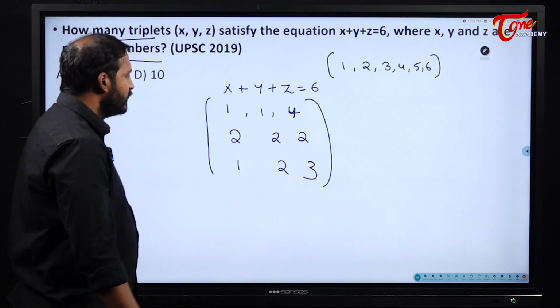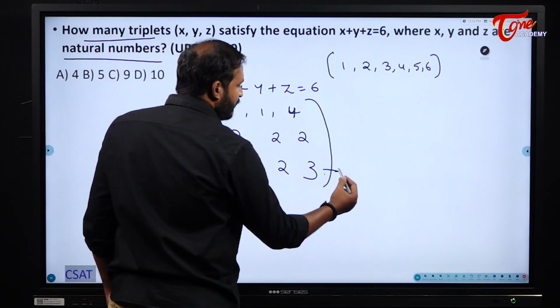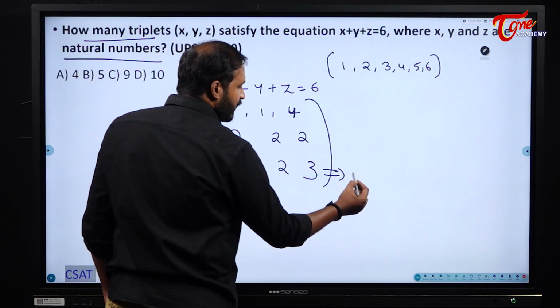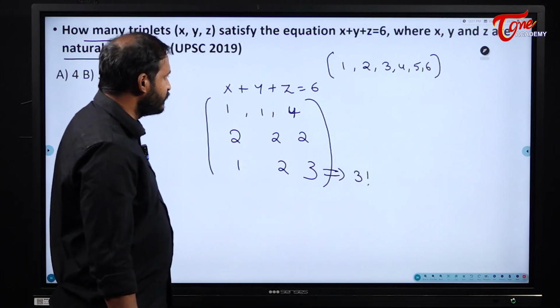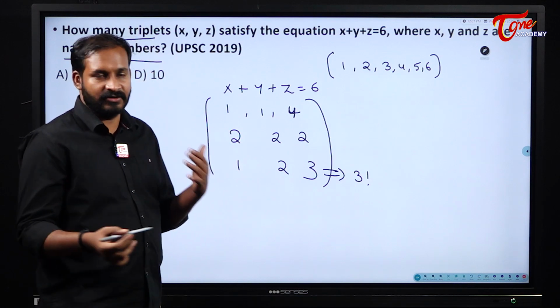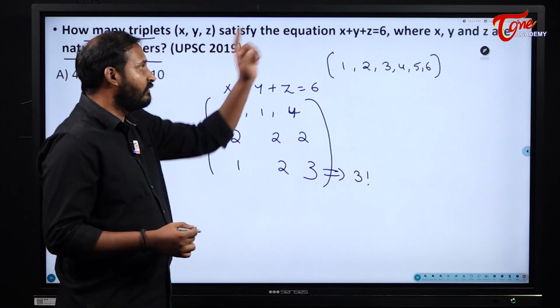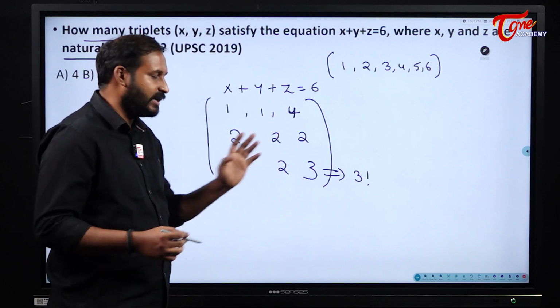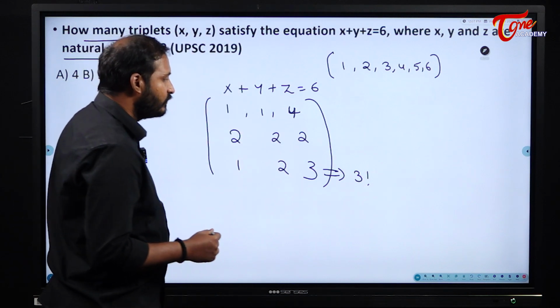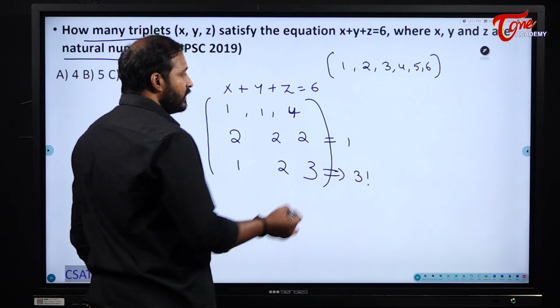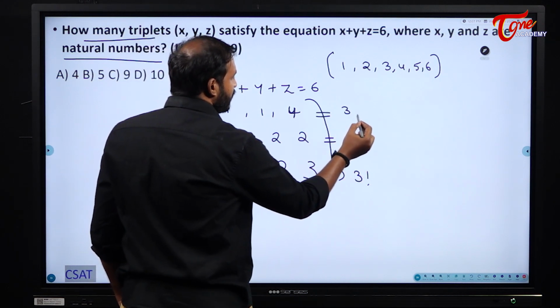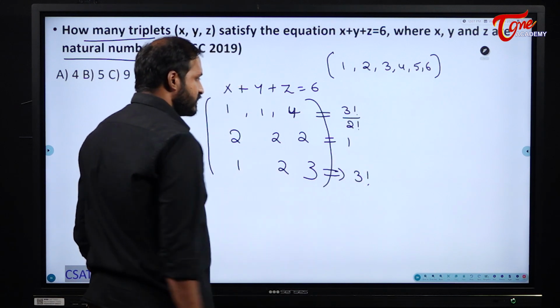Now see here, from this 1, 2, 3, how many triplets can I make? All are distinct, so I can write 3 factorial ways. See students, after we finish permutations and combinations, you will get the idea. I will once again tell this question at that time, but for time being, observe this one. 1, 2, 3, that is 3 factorial ways I can write. This one I can write in only one way. When it comes to this one, I can write it as 3 factorial by 2 factorial ways.